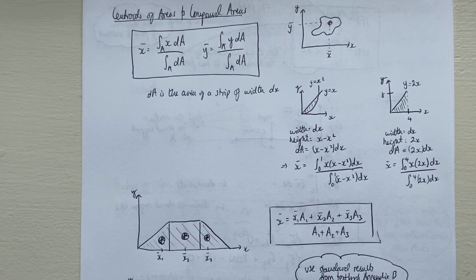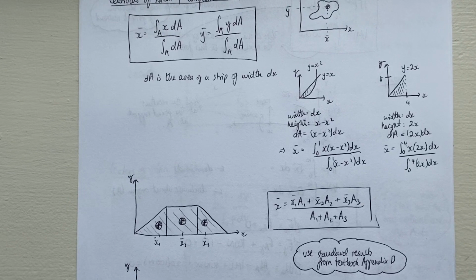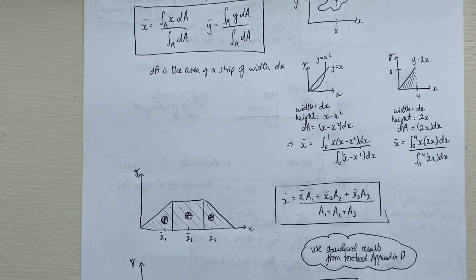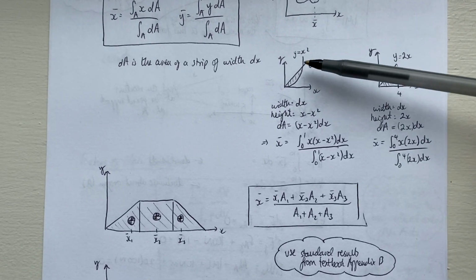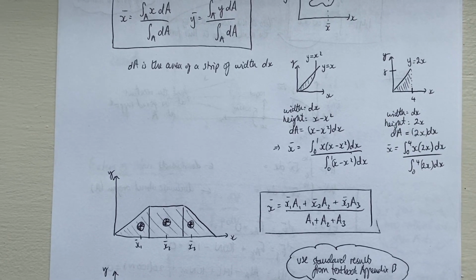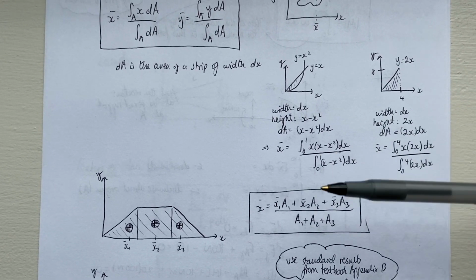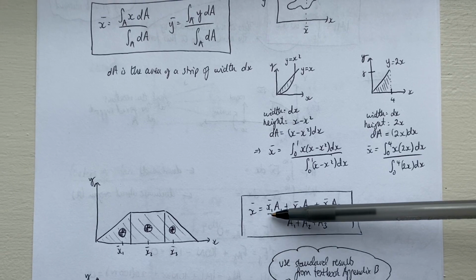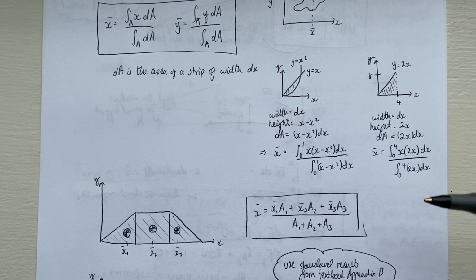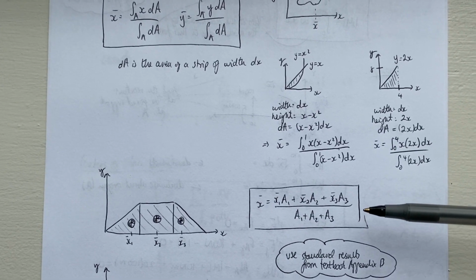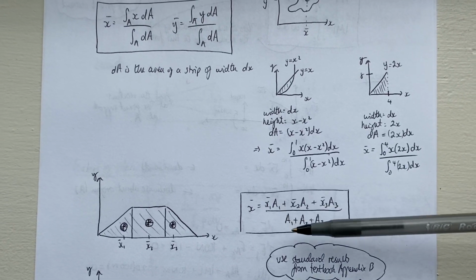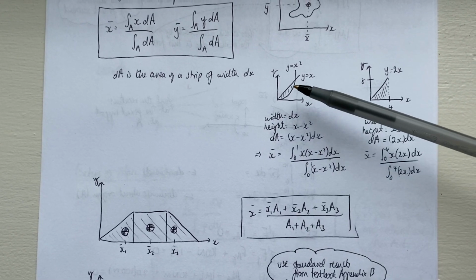So what about compound areas then? Well, if we had compound areas such as this that was attached to something else, then we'd have to use the integral equations to find all of these little x bars in here, and to find the areas of each of those individual pieces.